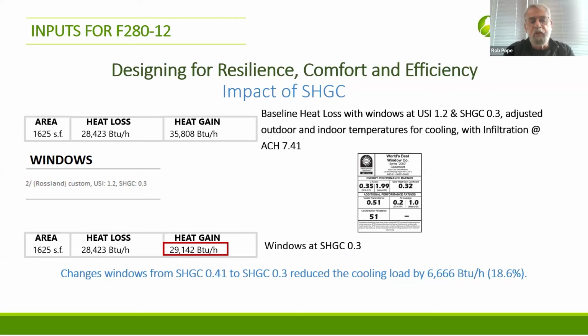So just changing the windows from 0.41 to 0.3 reduced the load by more than 18%. It has a big impact, from 35,000 to 29,000, from a 3-ton to a 2.5-ton system.